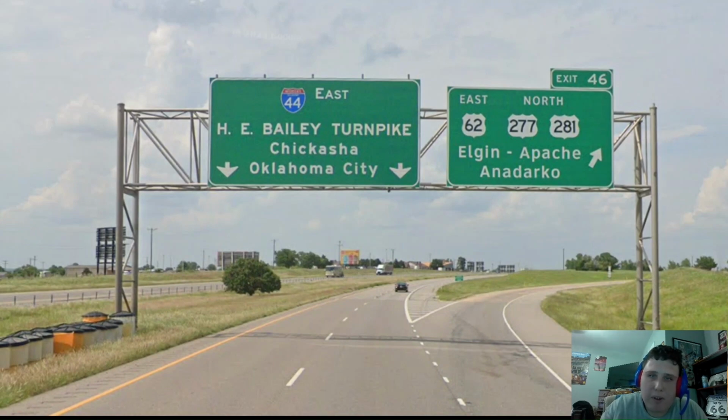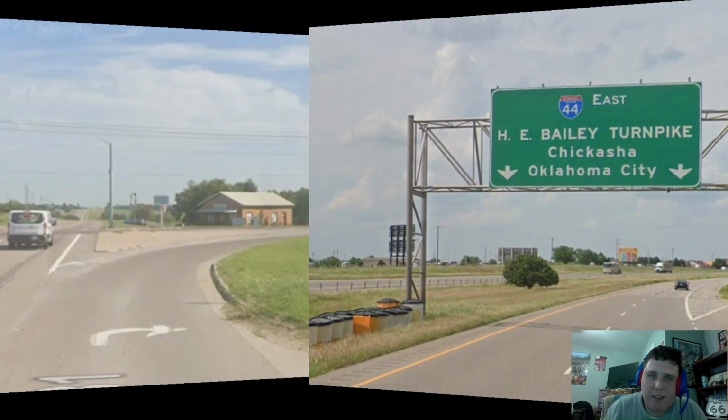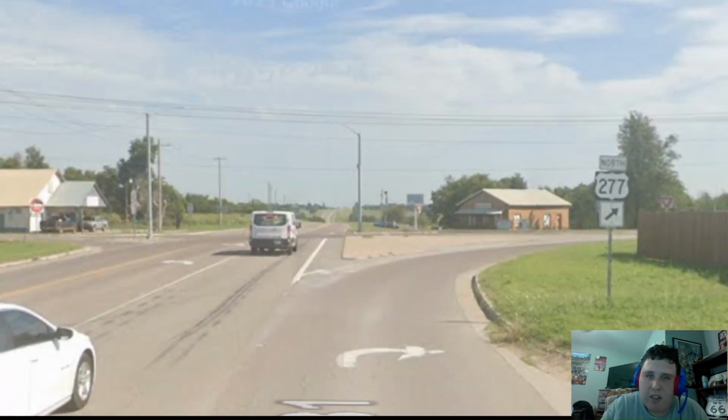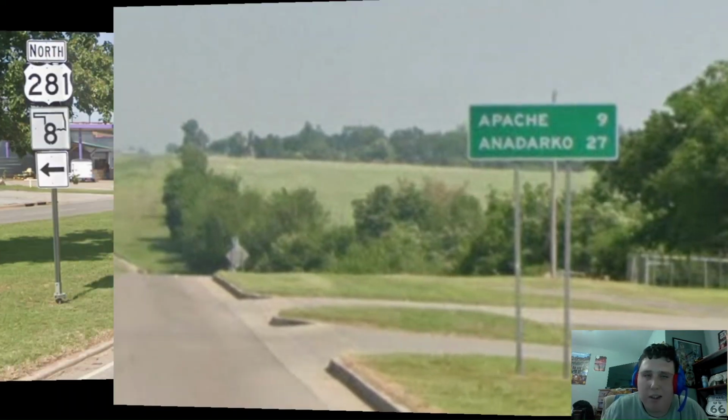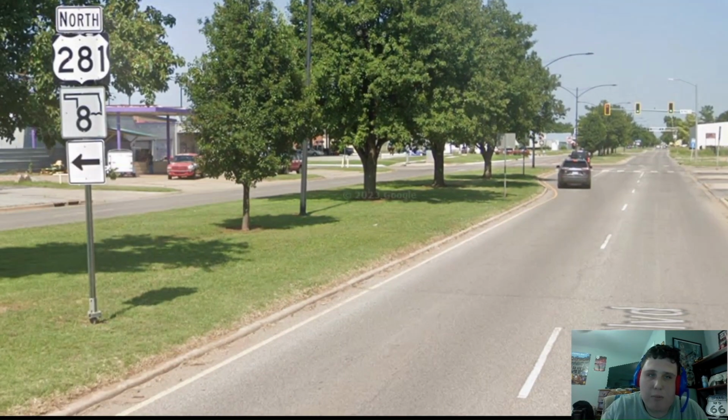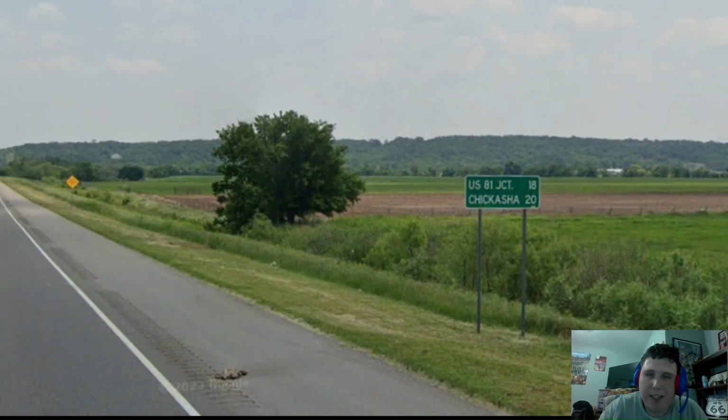On Interstate 44, 62, 277, and 281 all split off from 44 that head north to Elgin, Apache, and Anadarko, while 44 is going to be heading east to Chickasha and Oklahoma City. Here's US 277 splitting off from 281 and 62. After that, we have another mileage sign, and Anadarko is 27 miles away. Here's US 281 splitting off from US 62, and 62 is by itself once again.